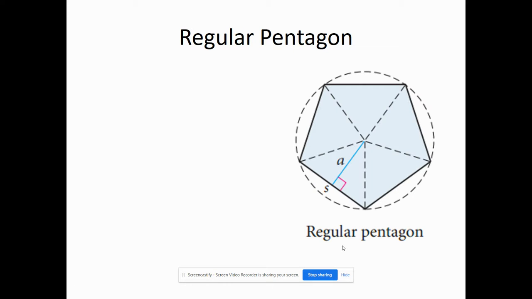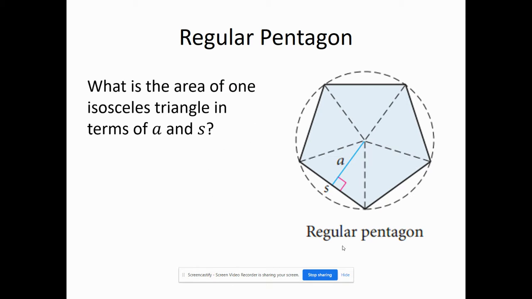First thing we did was try to come up with a formula for a regular pentagon. So what is the area of one of these isosceles triangles? We just use our triangle formula, which is base times height over 2. But we want to use these letters instead. The base we're going to call S because that's the side length of each side, and it's a regular polygon, so all sides are the same. And then the height is actually this A, so SA, and then we just divide by 2. So that's the area of one triangle.